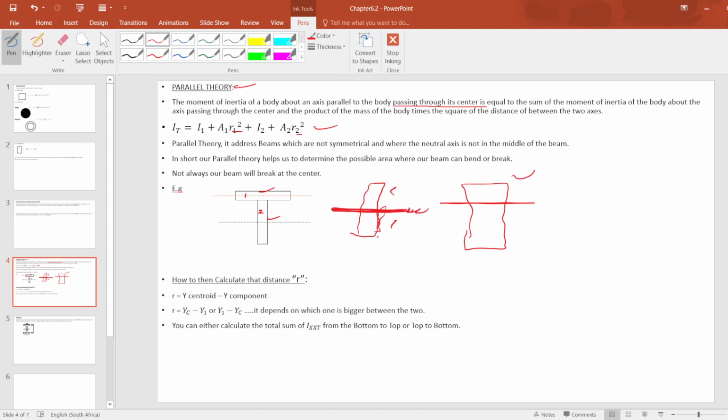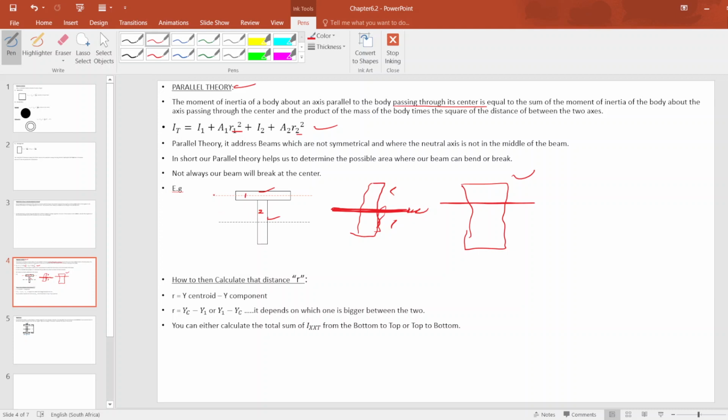If that's the case, then the parallel theory helps us to determine the possible area where our beam can bend. For instance, in this case, the parallel theory works from the center to the center, but I will explain to you how to calculate that distance r, because that distance r occurs between the center and the center.